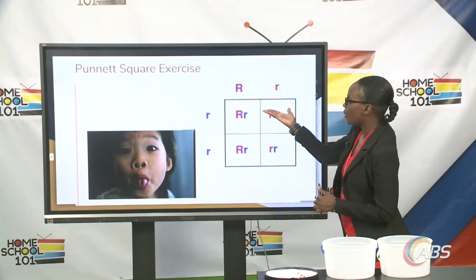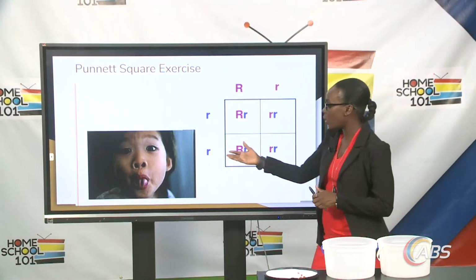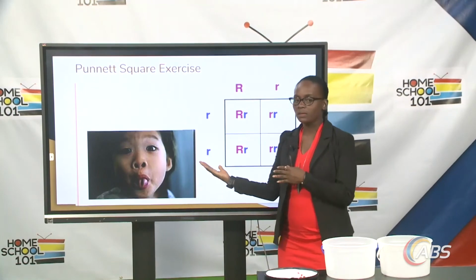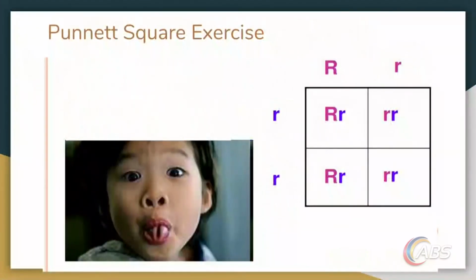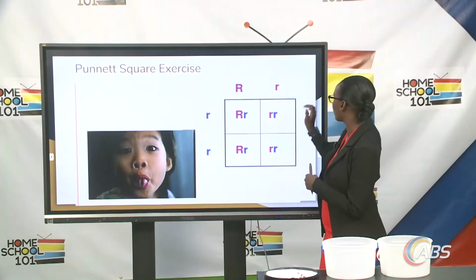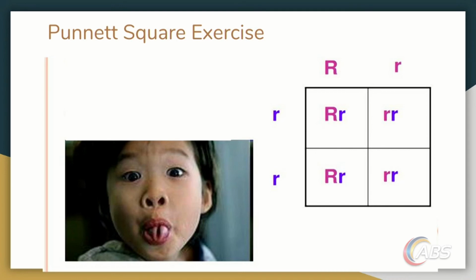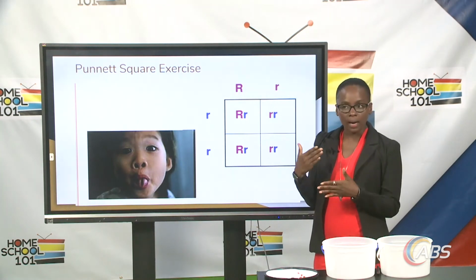So here you have another example, and this is how your tongue would actually look. The previous picture was an animation. This is an actual individual who is able to roll their tongue, and she more than likely would be either here or here.